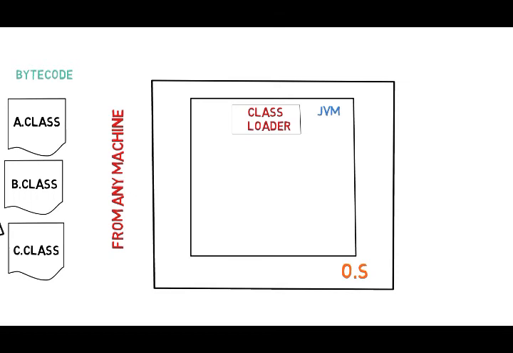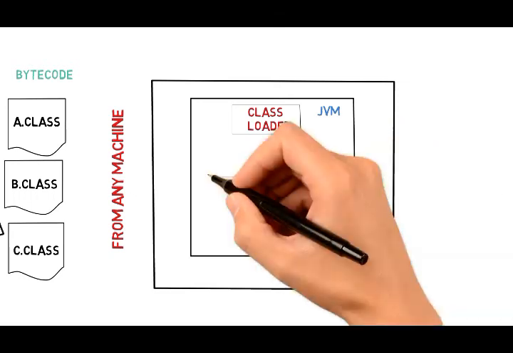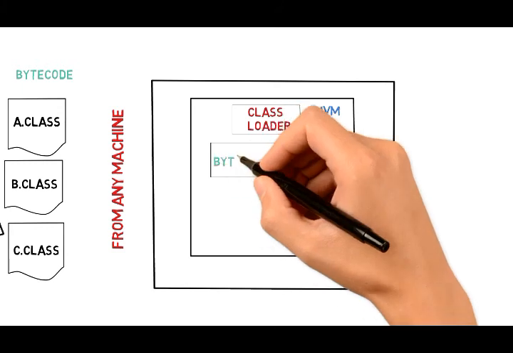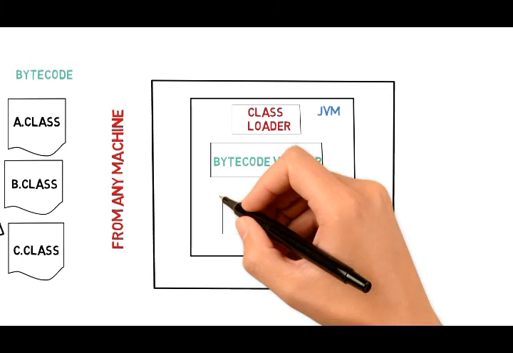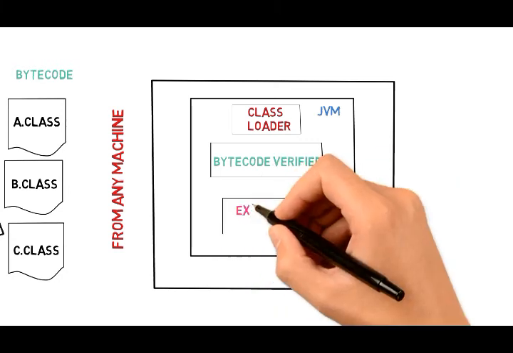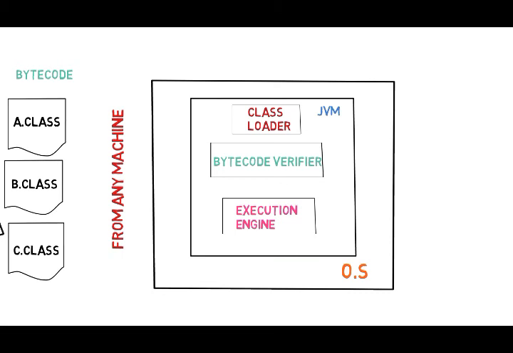Using a class loader, it loads this bytecode. Once it is loaded, it checks for any illegal code using a bytecode verifier. And once all these security checks are done, with the help of the execution engine, it converts this bytecode into the respective machine code. If it is a Windows system, it will convert into Windows native code. If it is Linux, the JVM will convert it into Linux code. So basically, it can take the bytecode from any system and convert it to the respective OS. And this makes Java platform independent.